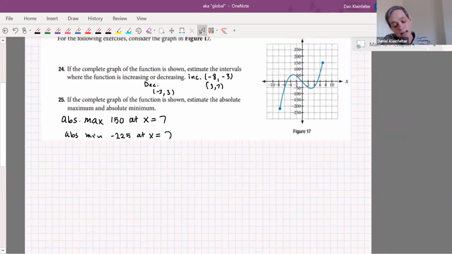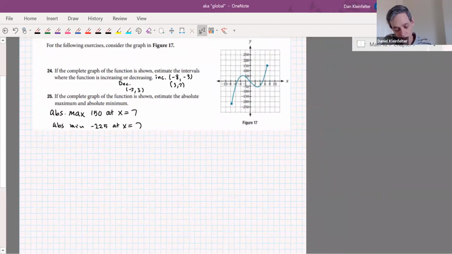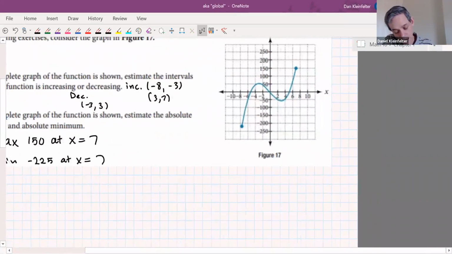The question here doesn't ask about the local or relative extreme values, but let's go ahead and put those on anyways. It looks like there is a relative maximum at x equal -3, and it looks like it's a value of 50 at x equal -3.